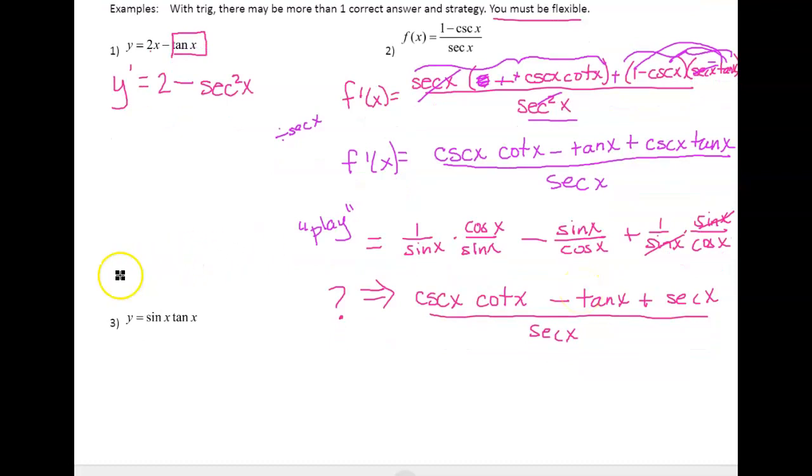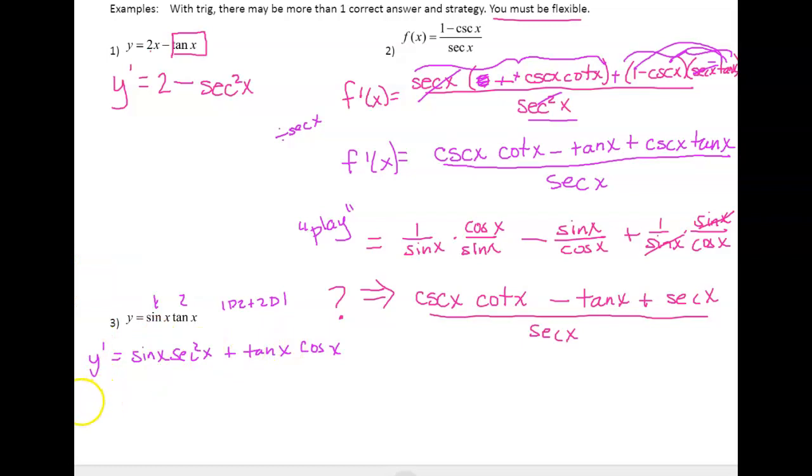All right, let's try number 3. So number 3 is one of the first times where we had to use the product rule. So 1, 2. So remember, it's 1 d2 plus 2 d1. Okay? So 1. The derivative of tangent is secant squared plus 2. The derivative of sine is cosine. So same idea. This could be our answer.